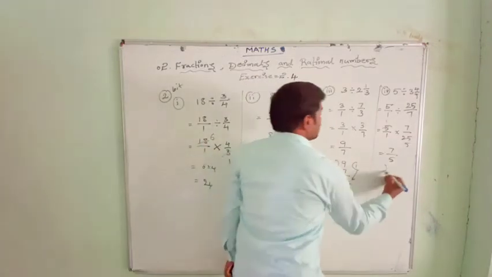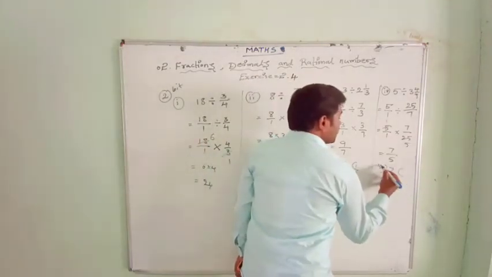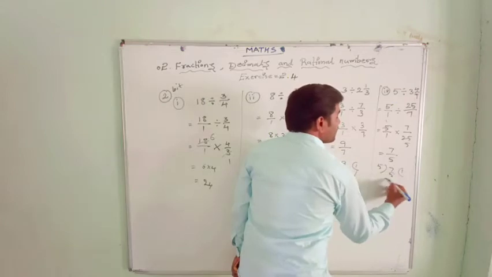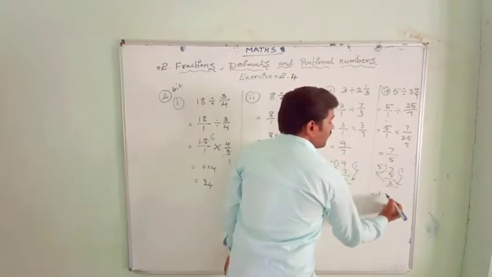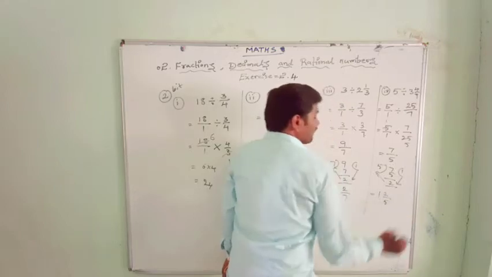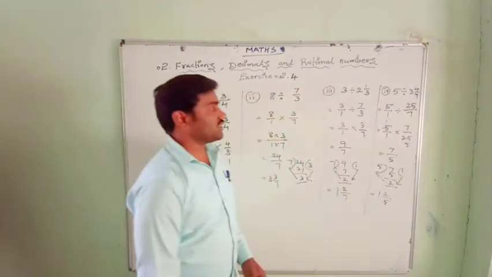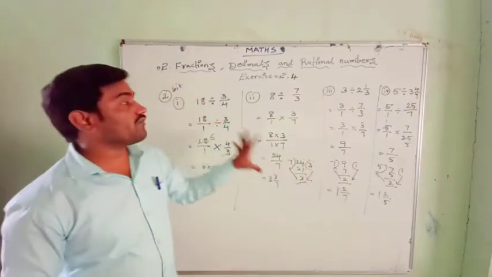Again, this can be expressed as a mixed fraction. 5 ones are 5 and the remainder will be 2. If you write in the mixed fraction form, 1 whole 2 by 5. This will be the answer of division of fractions.